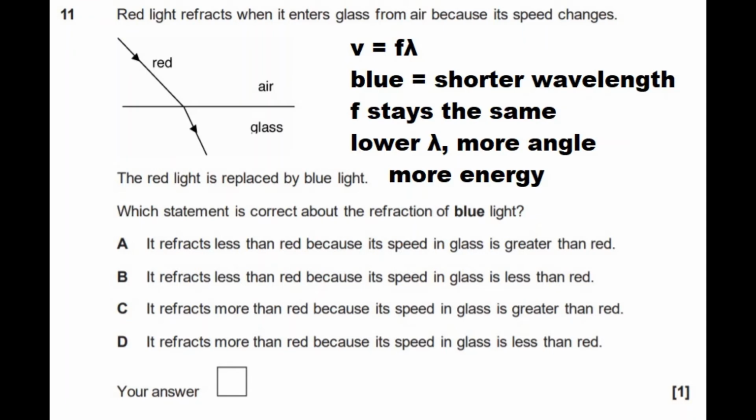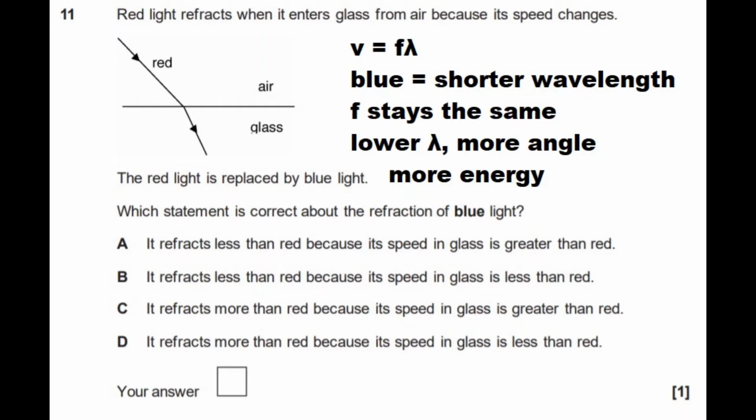Okay, and then to answer this question, now you need to remember the formula that v is equal to f times lambda. So the speed of the wave is equal to the frequency of the wave times the wavelength of the wave. Now you need to remember that red light has a longer wavelength than blue. So therefore blue will have a shorter wavelength. So if you substitute the lambda into the equation above, v equals f lambda, what happens when lambda goes down? v then goes down because f stays the same.